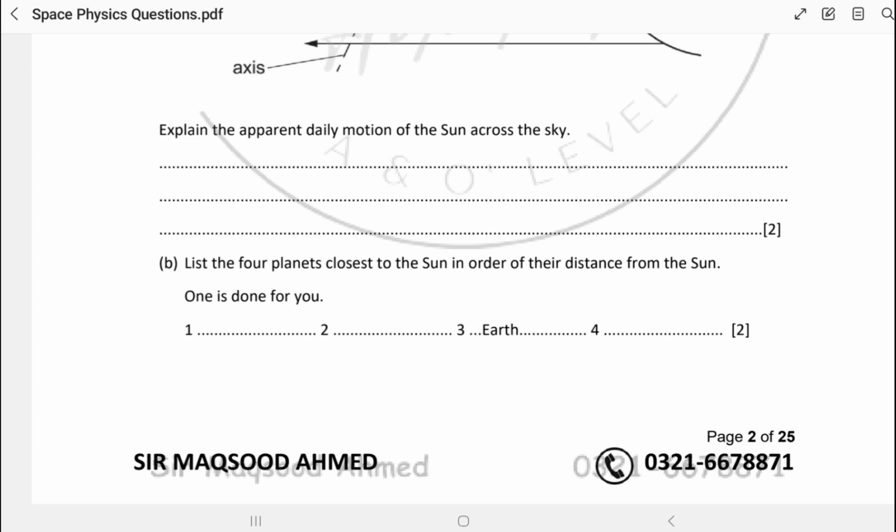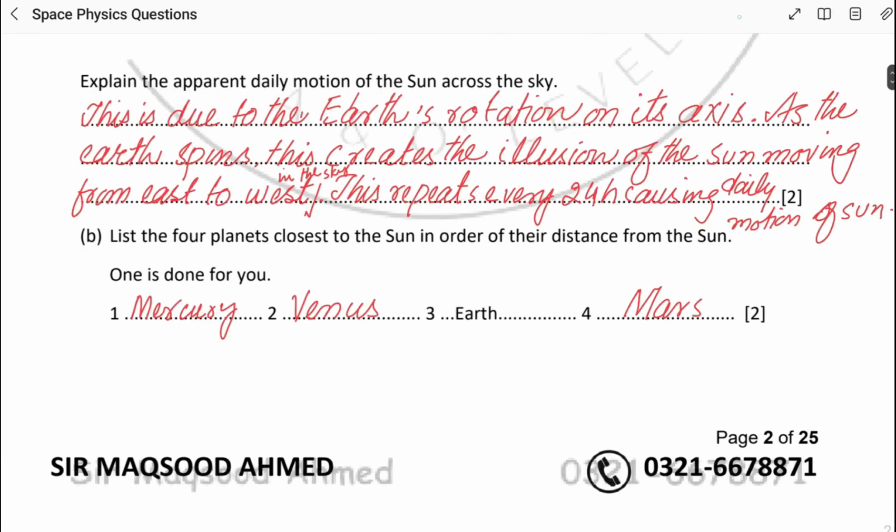Dear students, as we know the order-wise names of the planets, the first 4 planets closest to the sun are number 1 Mercury, number 2 Venus, number 3 Earth, and number 4 Mars. So our answer is number 1 Mercury, number 2 Venus, number 3 Earth, and number 4 Mars.